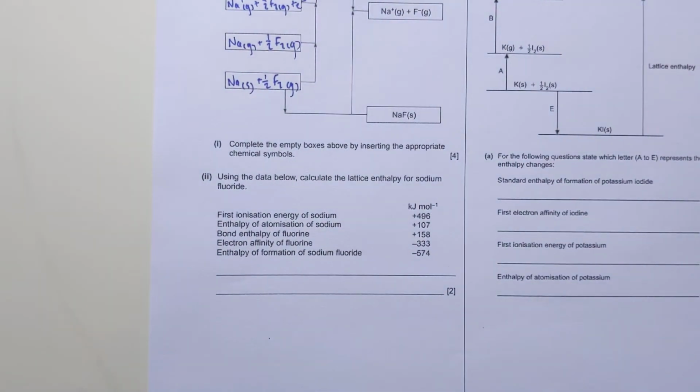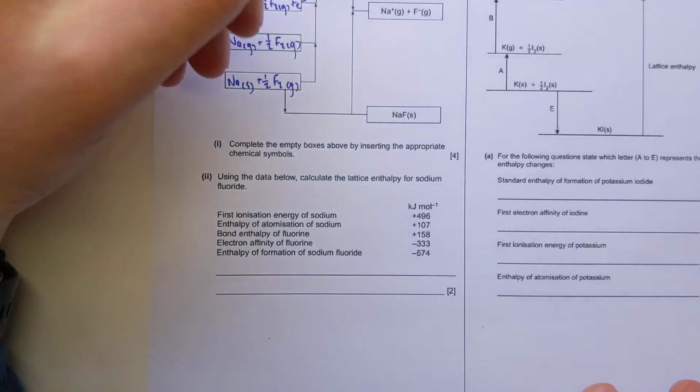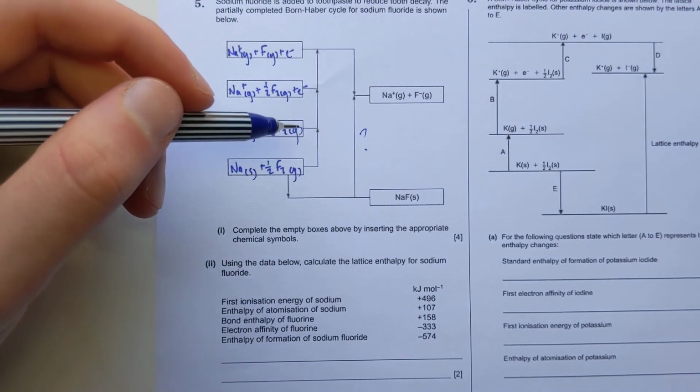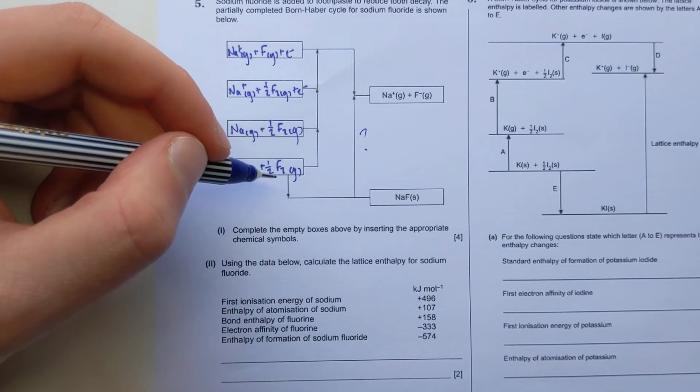Using the data below, calculate the lattice enthalpy for sodium fluoride. So there's no kind of tricks here. It's just your standard working out your unknown lattice enthalpy. Okay, I'm going to be careful here. I'm going to put my numbers on just to be safe.